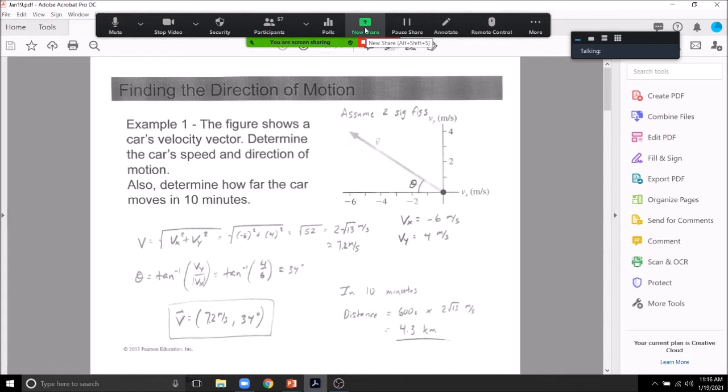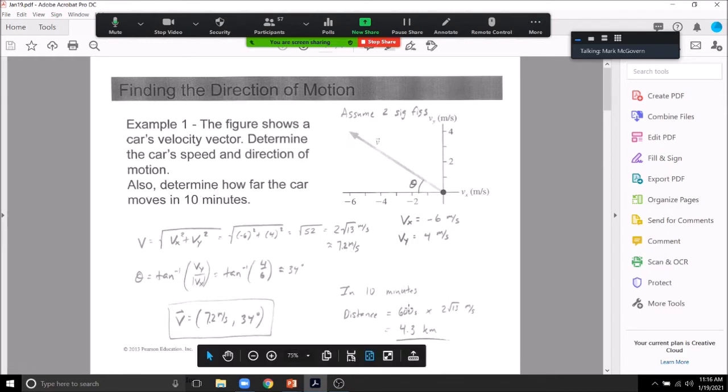How were you able to determine the distance? As in, where did you get the 600 from the distance? I mean, it says how far did the car move in 10 minutes, so I'm just using a simple rate times time equals distance thing. So multiplying the rate by the number of seconds will give you the number of meters. That's all I did there. Okay. Yeah. All right.